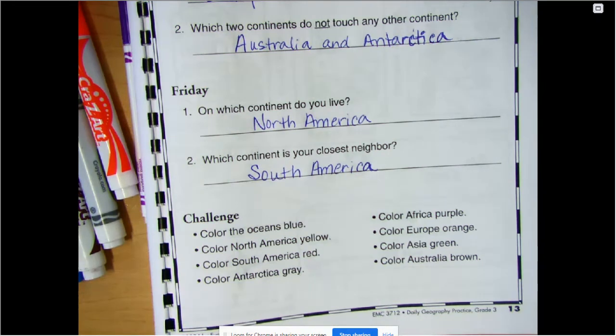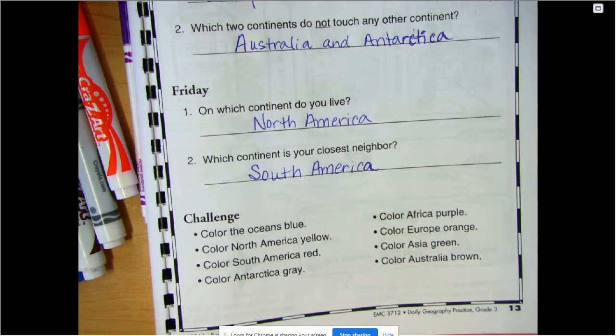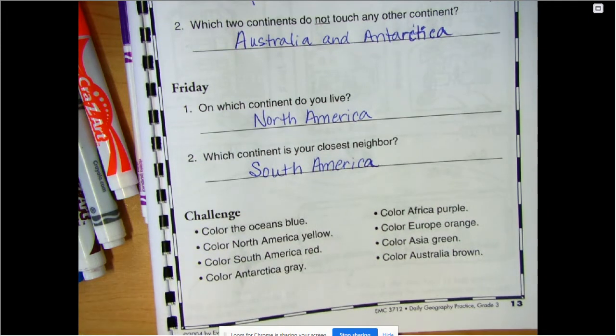So I'm going to grab a piece of paper and I'm going to write these directions down. Oceans are blue. North America is yellow. South America is red. Antarctica is gray. Africa is purple. See, purple. Oopsie. Boy, my handwriting just dropped right there.